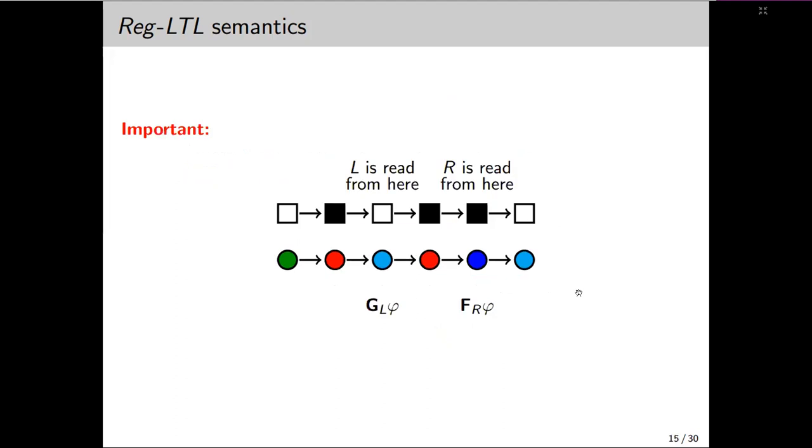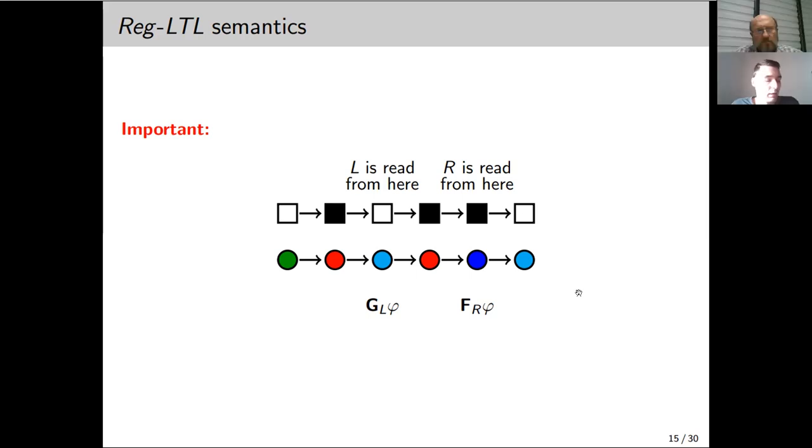Another important thing is that the parameters are always read forward. So if we start to evaluate this formula G_L phi, for example, from the third position, then we will read the input word starting from the third position and check if it complies with the parameter. For the formula F_R phi, if we are evaluating at the fifth position, then we will read the words for the language starting from the fifth position. So the parameters always look forward, while the basic formulae, the atomic formulae, always look backward. So that's a distinction.